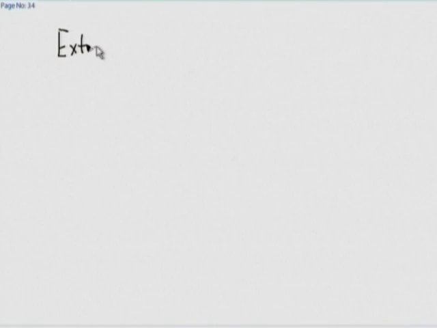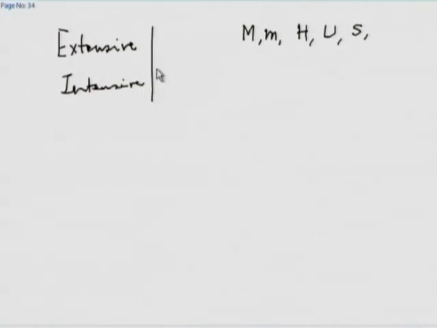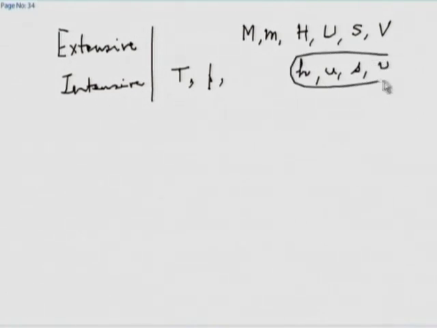If you look at the extensive properties like mass, I can use capital or small m, it does not matter, but usually H, U, S, etc. are written capital. But I know at least one textbook in which small letters are extensive and capital letters are intensive. Now, among intensive properties, essentially we are looking at only two, temperature and pressure. The other properties, H, U, S and V, are made intensive by creating specific properties. These are specific properties, but for a system in equilibrium they will be intensive properties.